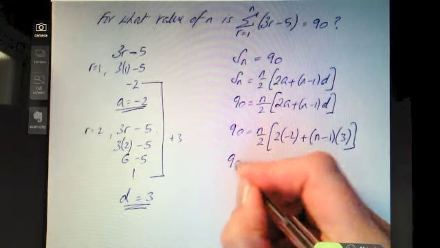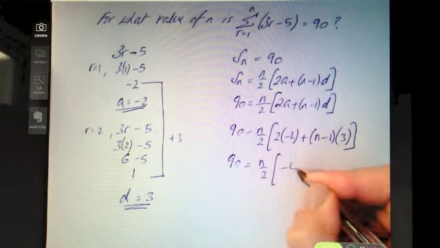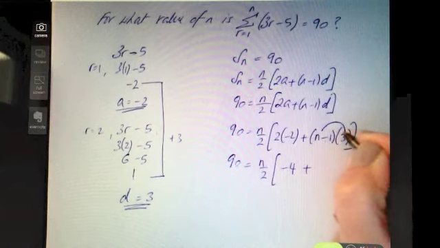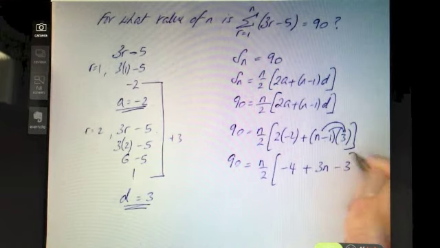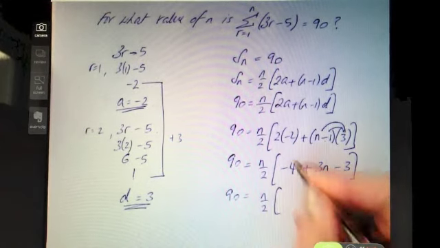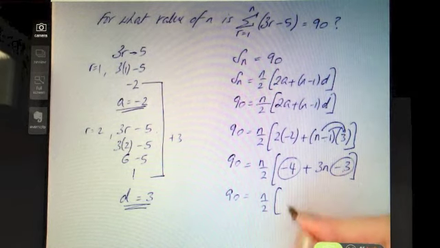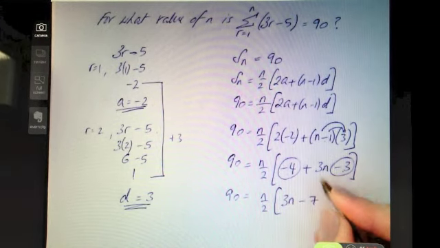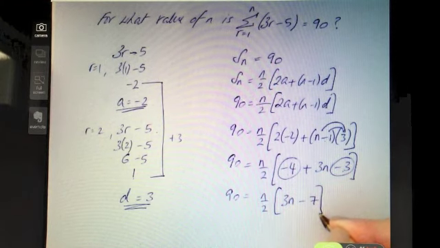So here's what I'm going to get. 90 equals n over 2. 2 times minus 2 is minus 4. Plus, I'm going to multiply this out. 3 times n is 3n. And 3 times minus 1 is minus 3. Again, I'm going to simplify my brackets and add together my number work. Minus 4 minus 3 is minus 7. So I'm left with 3n minus 7 in the brackets.